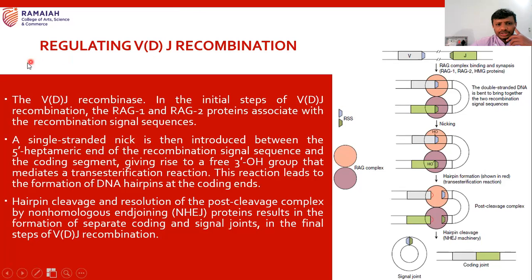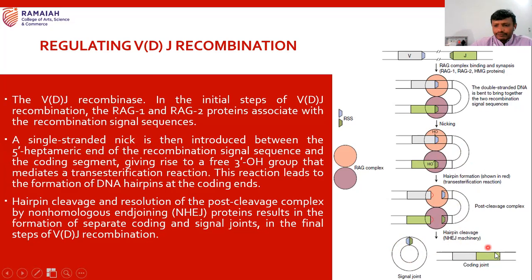This is how it takes place, regulating the variable, diversity and joining recombination segments. As you can see here, this is variable and this is joining. The RAG complex binds and introduces a heptameric recombination unit, where the exchange of the segments takes place, or the nicks take place and separate out. The single-stranded nick is introduced between the heptameric end of the recombination signal sequence and the coding segment, giving rise to a free 3'-OH group that mediates the transesterification reaction. This reaction leads to the formation of a DNA hairpin loop at the coding ends, and this hairpin loop is cleaved, ultimately resulting in creating a joint.